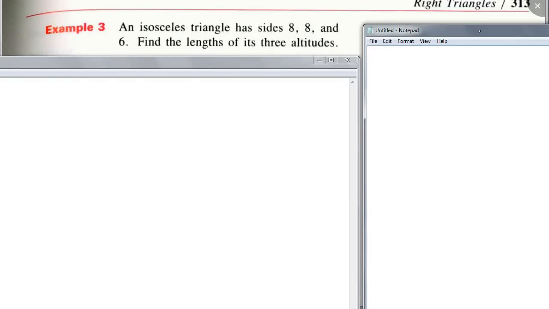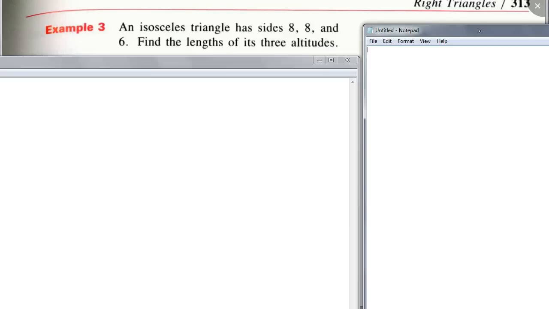Example 3. I like this problem because this is the kind of problem that you will see on your homework tonight and your test and so forth. An isosceles triangle has sides 8, 8, and 6. It says find the length of its 3 altitudes. So what do they mean by this? Does an isosceles triangle have 3 altitudes, first of all? Yes, it does. Any triangle has 3 altitudes. Exactly. Every triangle has 3 altitudes.